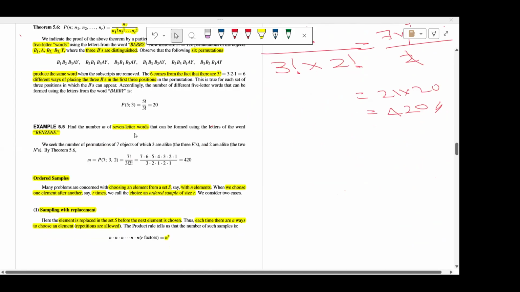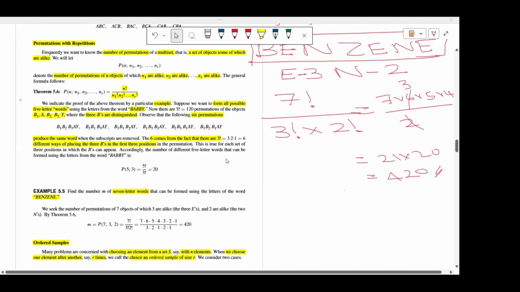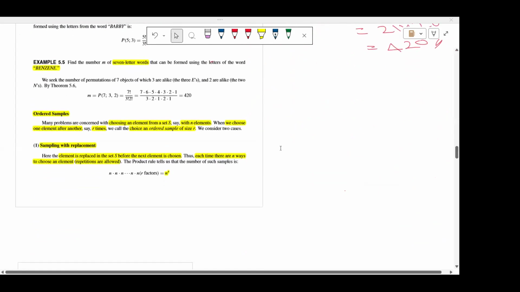Okay, that is the third type. The first two types have n unique objects. In the third type, among the n objects, some objects are the same. For that one, the count is n factorial over n1 factorial times n2 factorial. Likewise, we can find these types of questions.